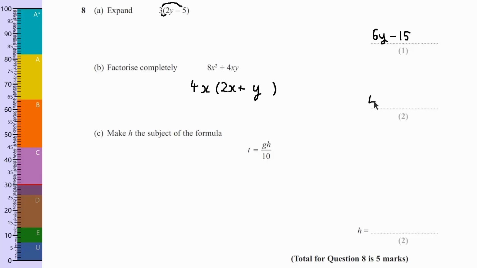So the answer would be 4x bracket 2x plus y. Now you can always check your answer here by multiplying it out.